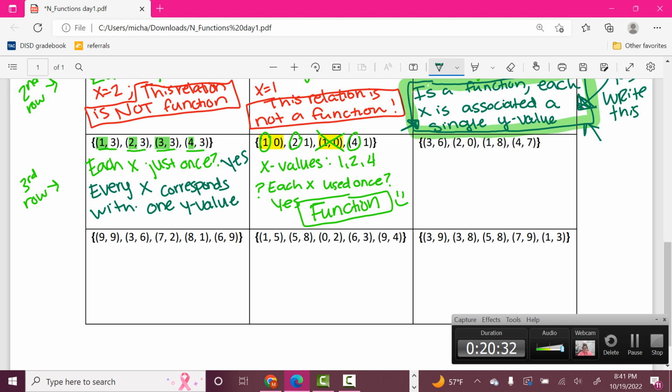You could have written the exact same thing we had in the problem before this. Each x is associated with a single y. I just wrote it this way instead. They mean the same thing. Correspond means it matches with it. So 1 matches with 3, 2 matches with 3, 3 matches with 3, 4 matches with 3. This is a lot of 3's, but we don't care about the y value repeating itself. We care about the x value repeating itself.